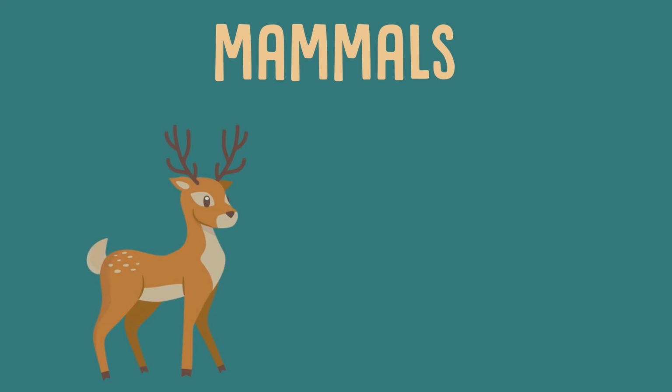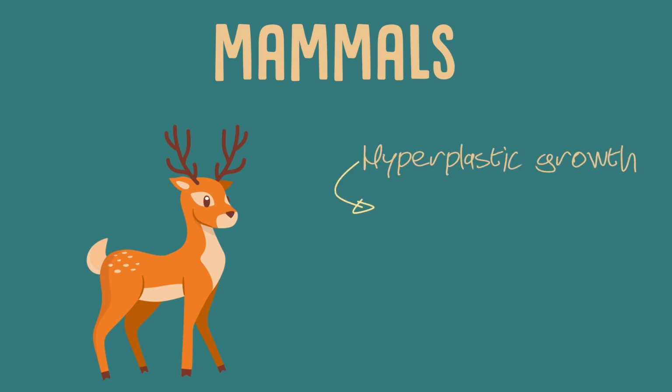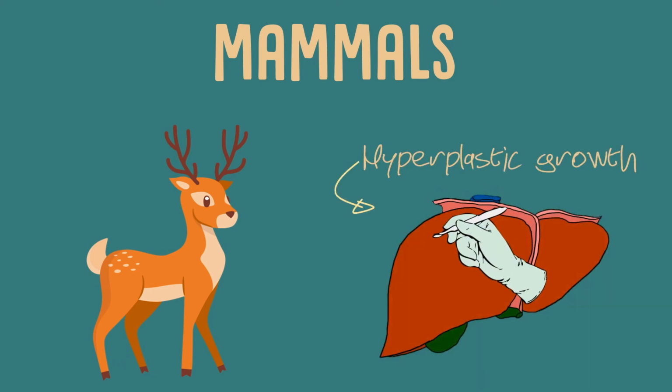Among mammals, the only regeneration of significant external appendages is the regrowth of antlers in deer. However, there are some interesting phenomena that are usually called regeneration but are more properly referred to as hyperplastic growth. One of these is liver regeneration.